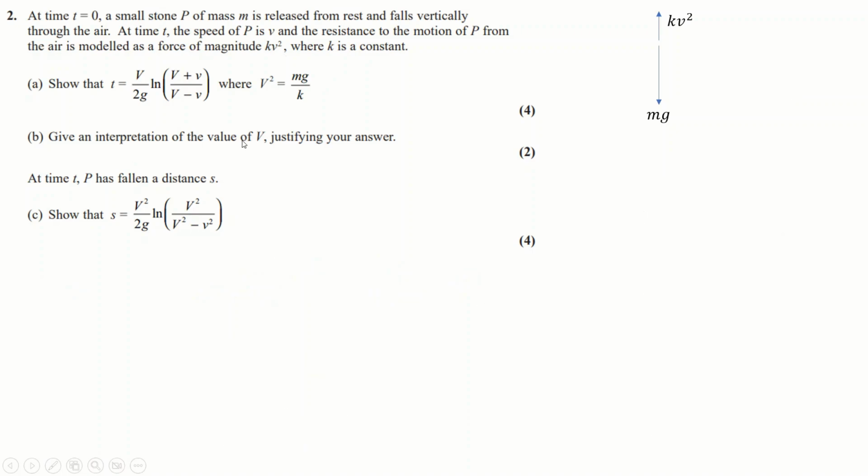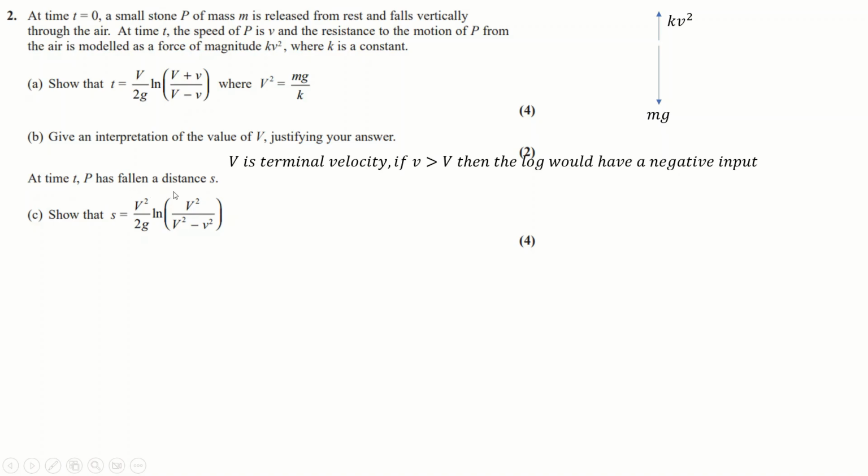Given interpretation of big V, there's a few ways of doing this. You could multiply across here and say k big V squared equals mg, meaning that the two forces will be balanced when little v becomes big V. And of course if the two forces balance there's no acceleration, which means it's going at a constant velocity, so it's the terminal velocity. You could also think about the fact that if you try and make little v bigger than big V in this equation for the time, you end up doing log of a negative, which you can't do. So that would be a contradiction, and therefore big V is the largest that the velocity could ever be, otherwise known as terminal velocity. So a few justifications you could give there.